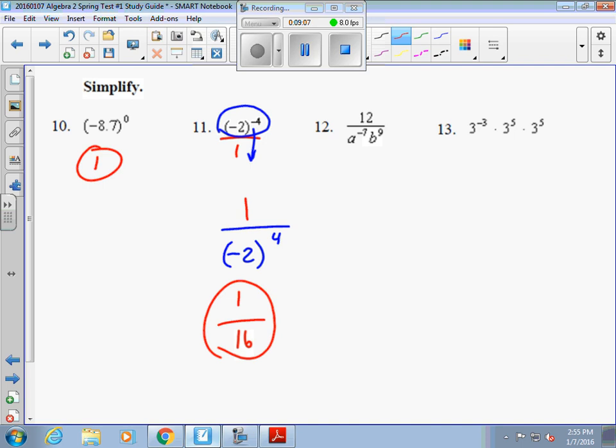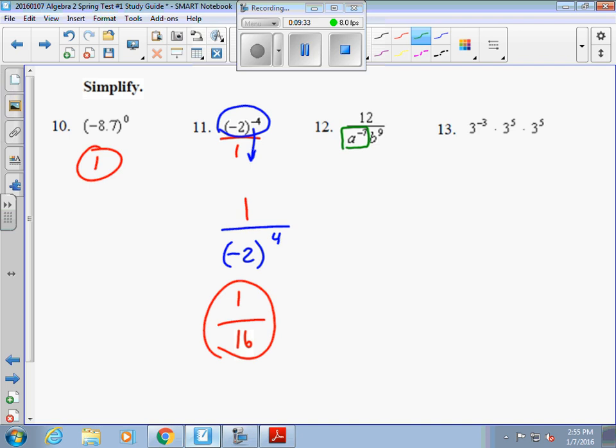For number 12, 12 over a to the negative 7th, b to the ninth. Nothing's manipulating 12. There's nothing adding, subtracting, multiplying, or dividing, or nothing that we know. We don't know a's value. We don't know b's value. What we do know is that something can't be raised to a negative exponent like it is, in this case, a to the 7th.